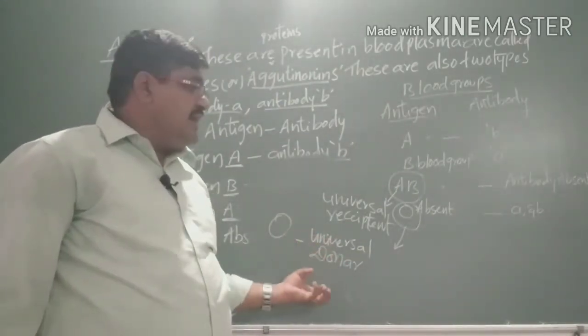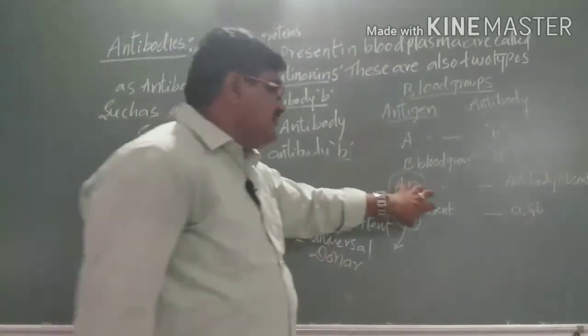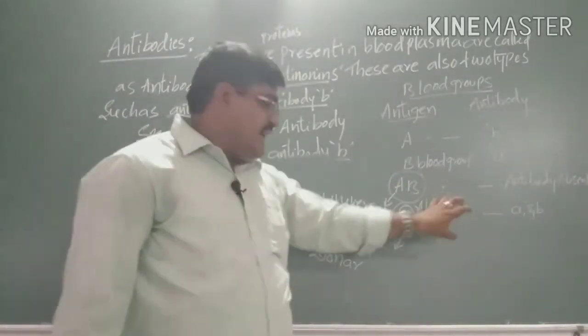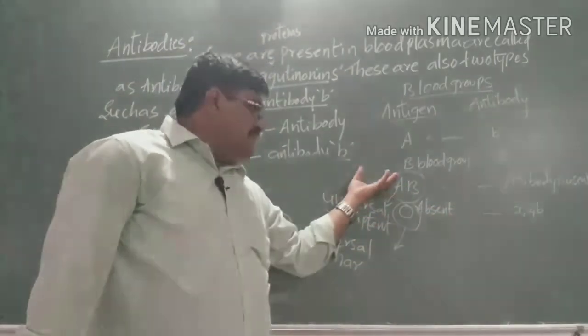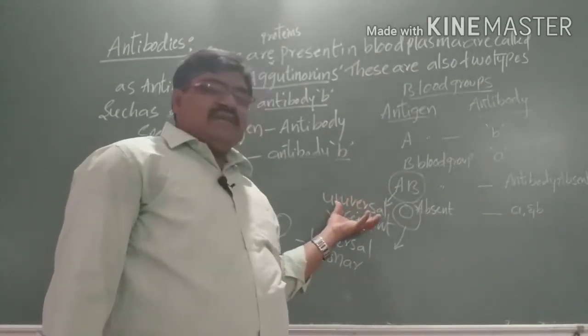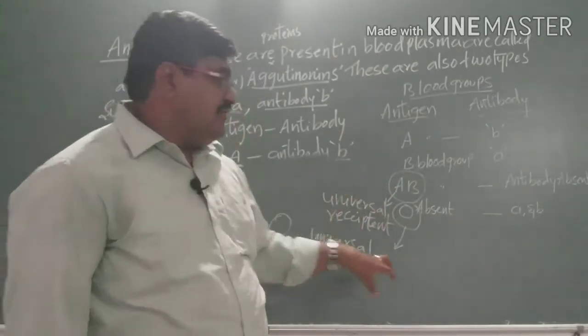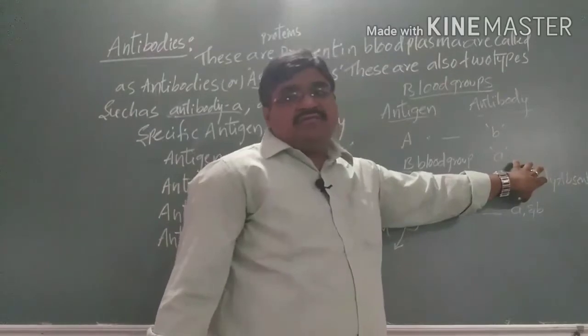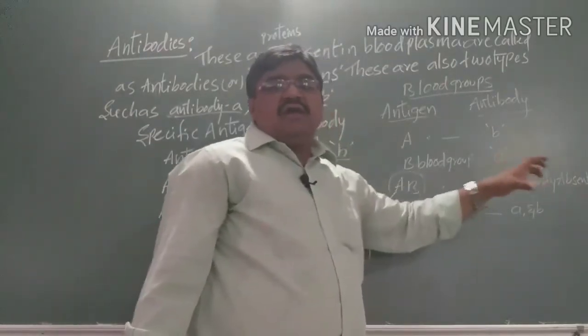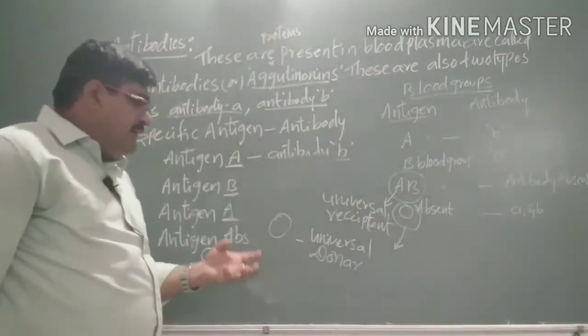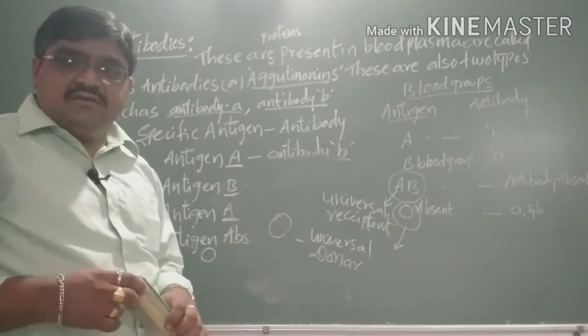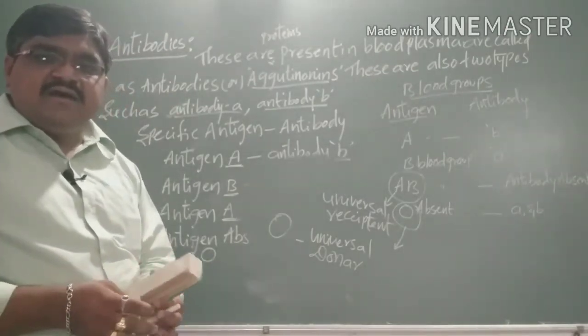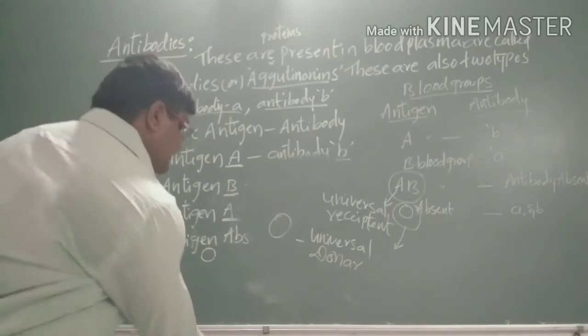Due to the absence of antigens we can call them universal donors, and AB blood group we can call universal recipients due to the absence of antibodies. So here we can carry out a blood transfusion. We use the word blood transfusion.